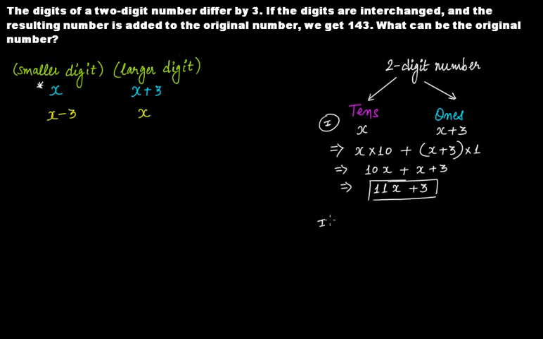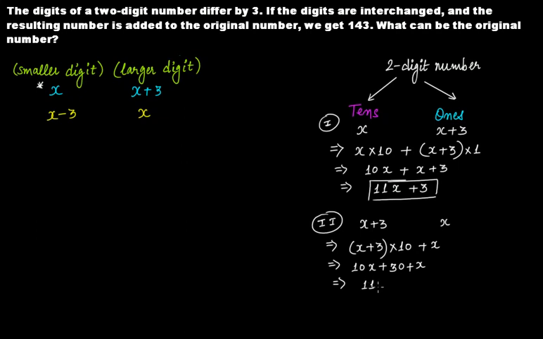So in the second case, we put x plus 3, that is the larger digit, at the tens place, and x at the ones place. In that case, your number will be x plus 3 times 10 plus x. If you solve it, you get 10x plus 30 plus x. If you further solve it, you get 11x plus 30.